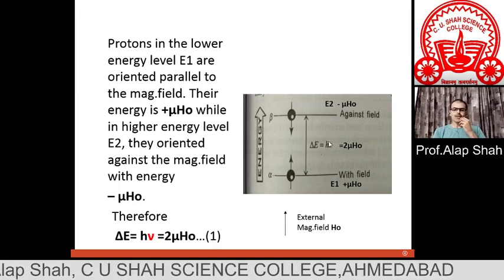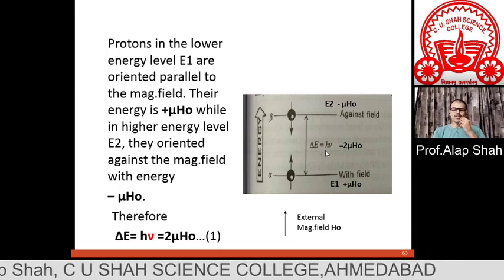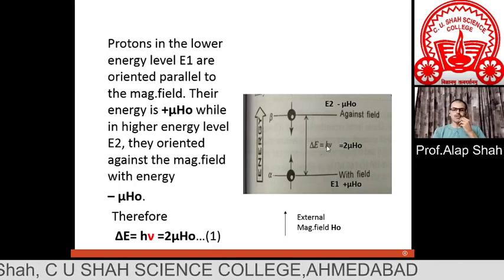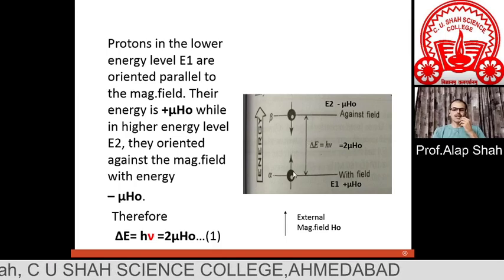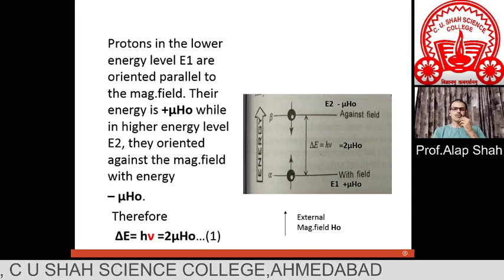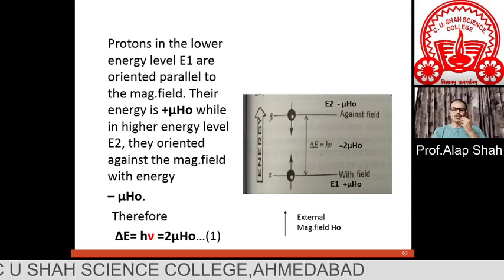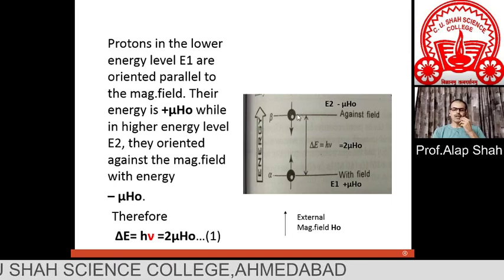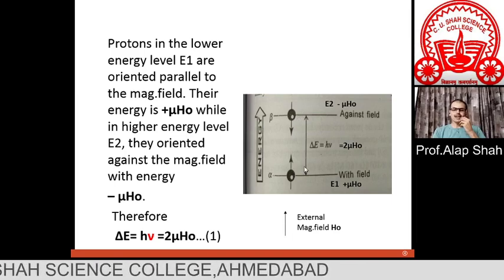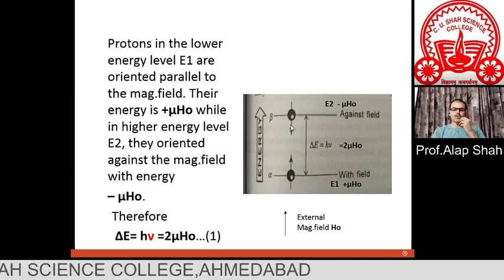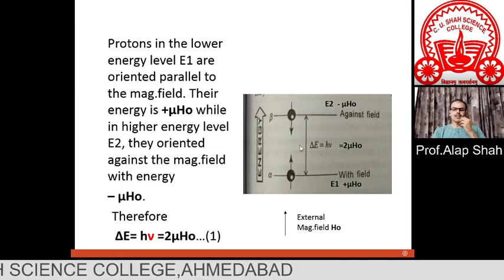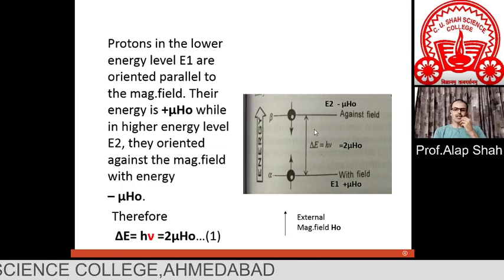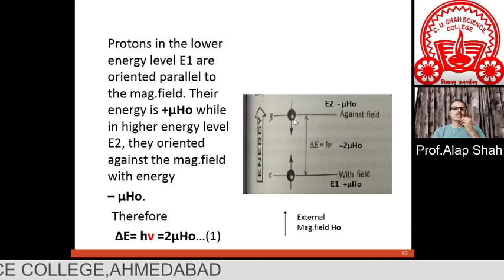So delta E amount of energy is required, and if that energy is absorbed, then a proton from the lower energy level jumps into the higher energy level E2. In other words, to jump from E1 to E2, delta E amount of energy is required. In ultraviolet spectroscopy, after the absorption of energy, an electron jumps from a lower to a higher energy level, and this phenomenon is called electron transition.